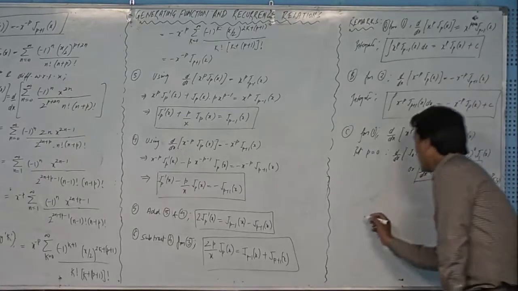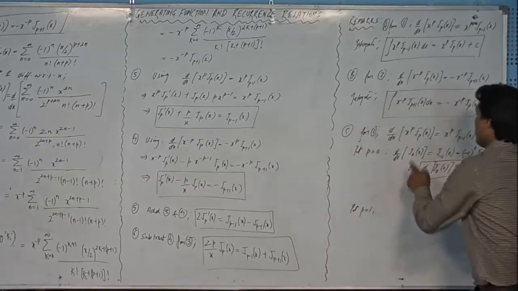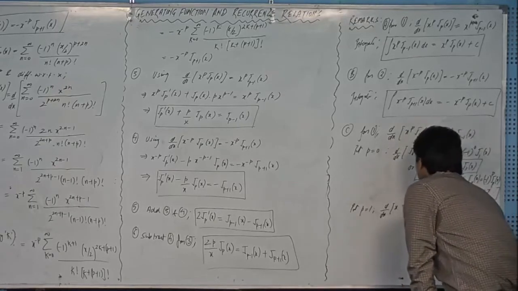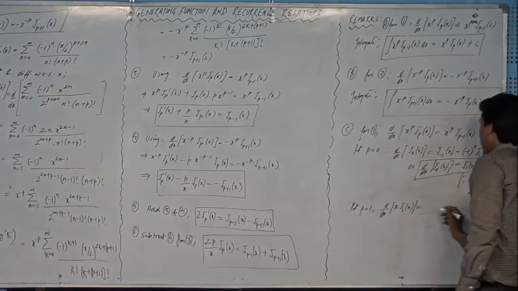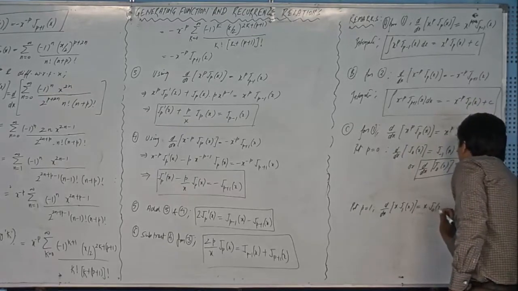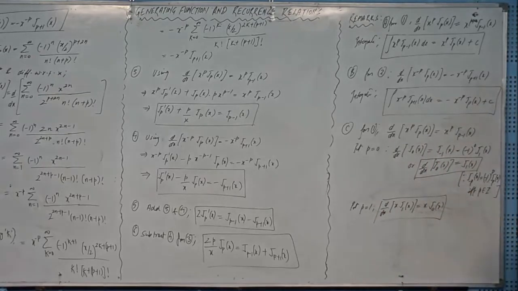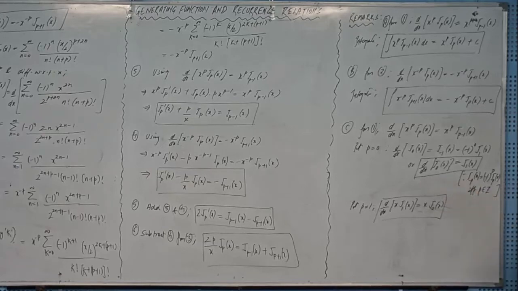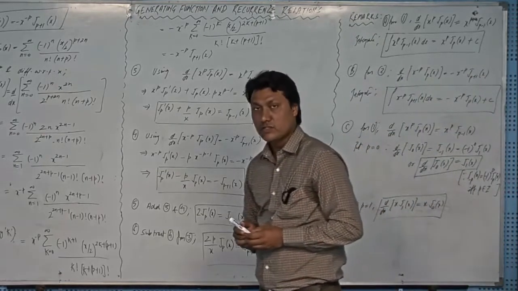And if you put p equal to 1, putting p equal to 1 will give you d by dx of x J_1(x) equal to x J_0(x). So it is a new relation, right? You can obtain a number of relations by just putting p equal to 0, 1, 2, 3 and so on. You can give any integer value to it, right?